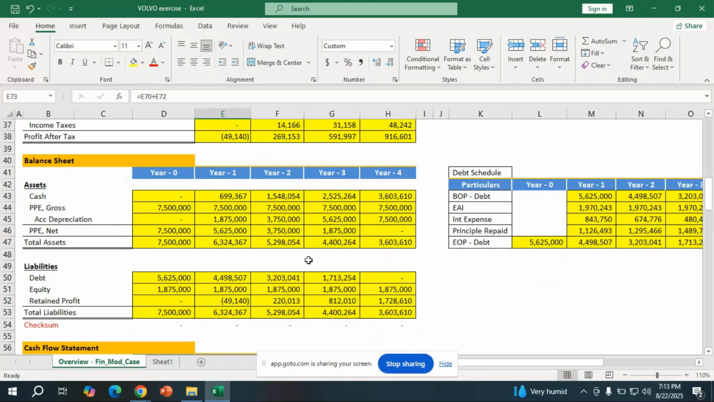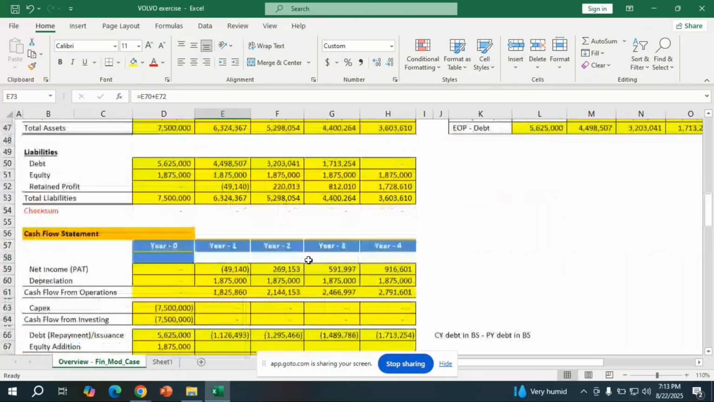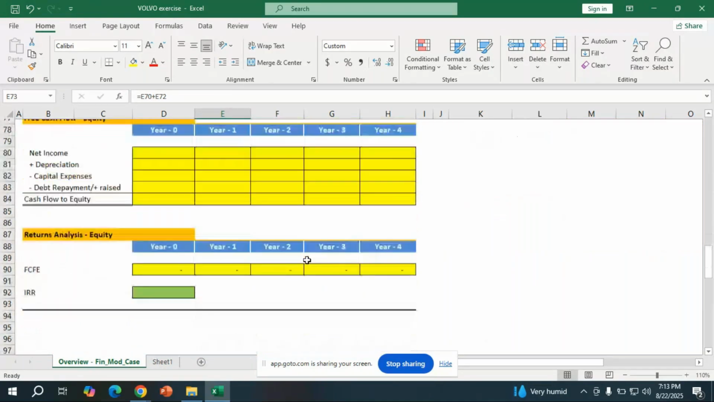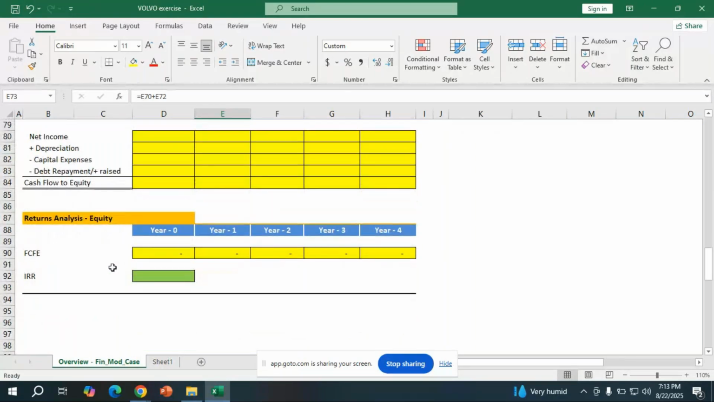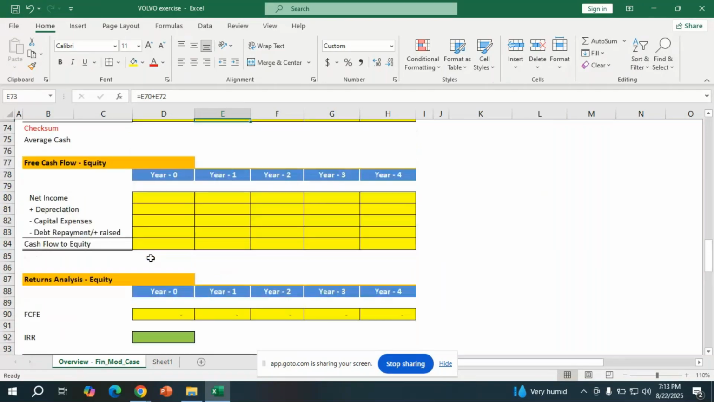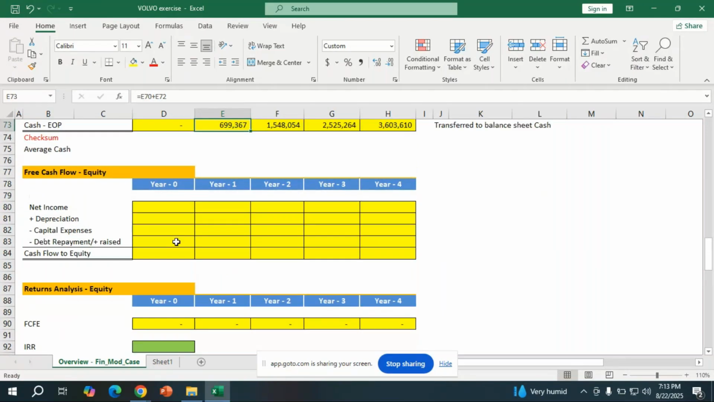Okay, and after you update your cash balance, now straight you move on to your cash flow equity, free cash flow equity, and then finally arrive at your IRR calculation. So come to this last table, free cash flow equity.